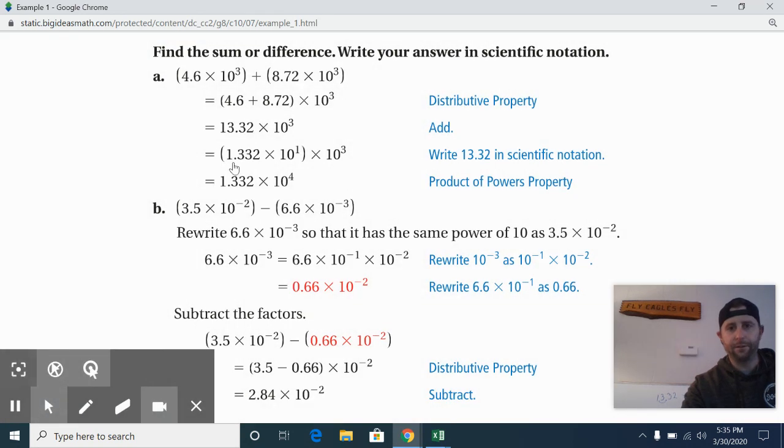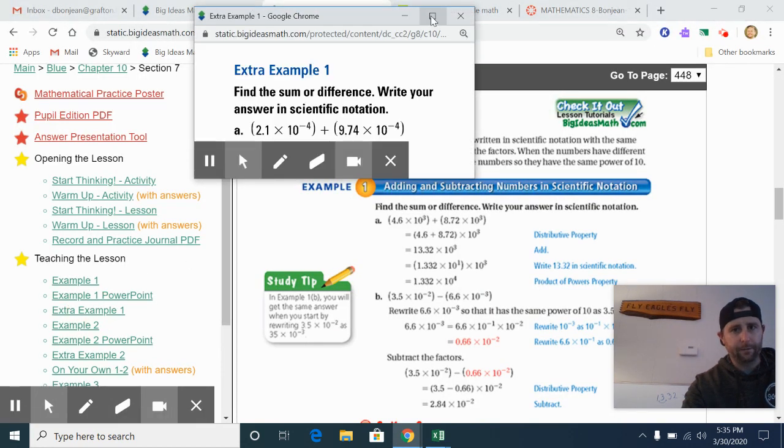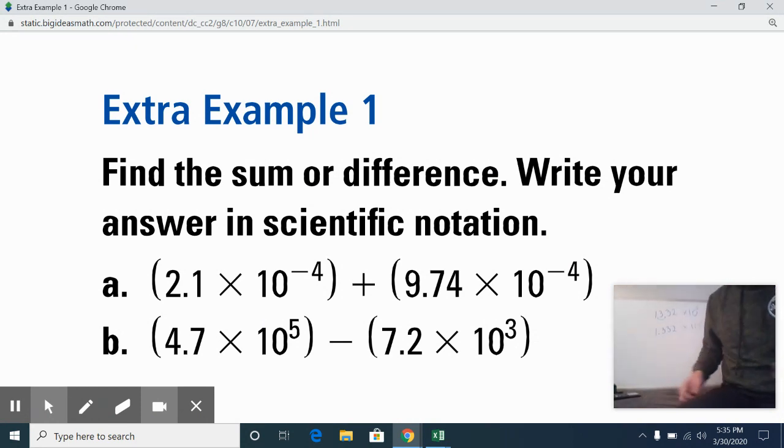All right, let me show you now on our whiteboard back here our extra example. Okay, so let's start with problem A. Problem A says that we are adding, get you closer.